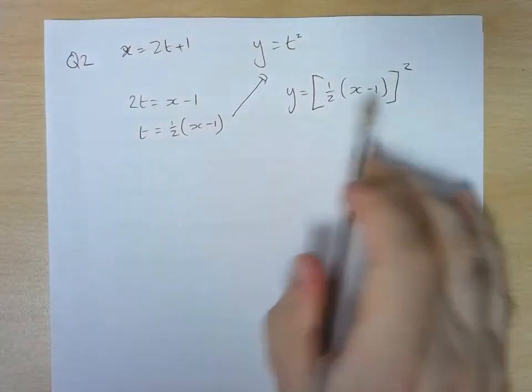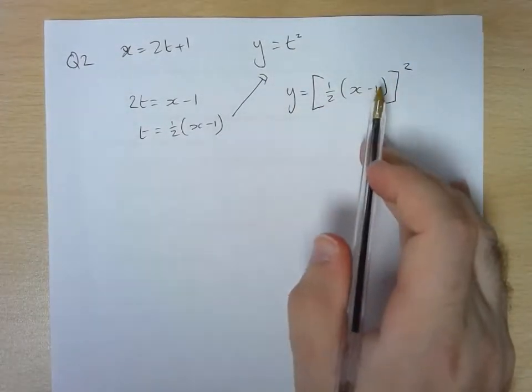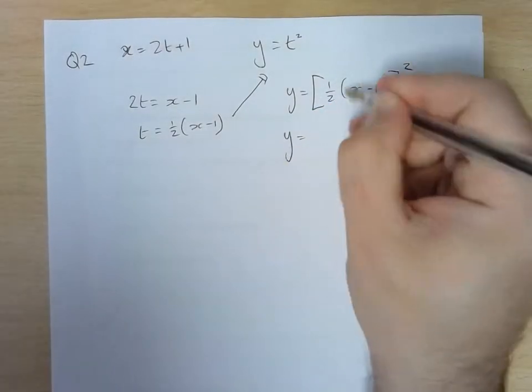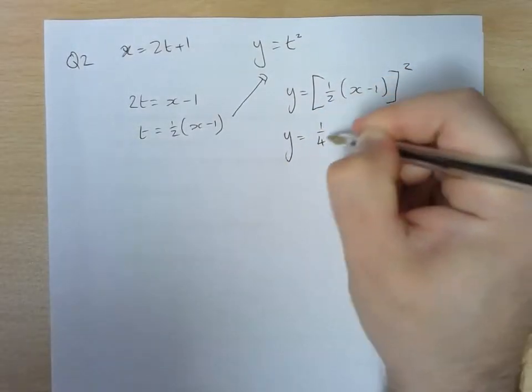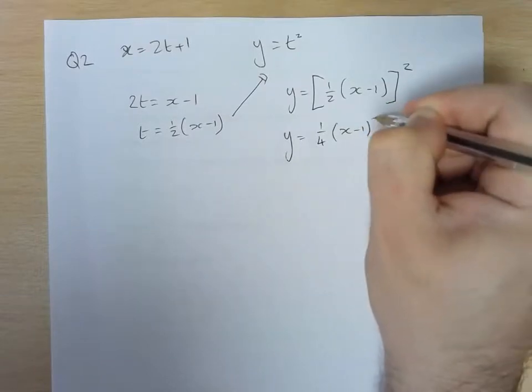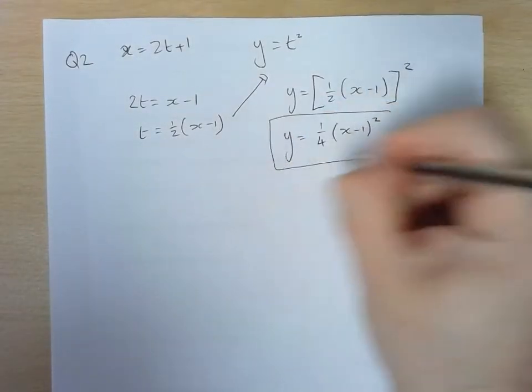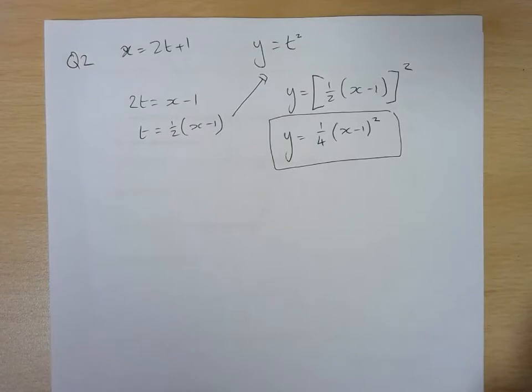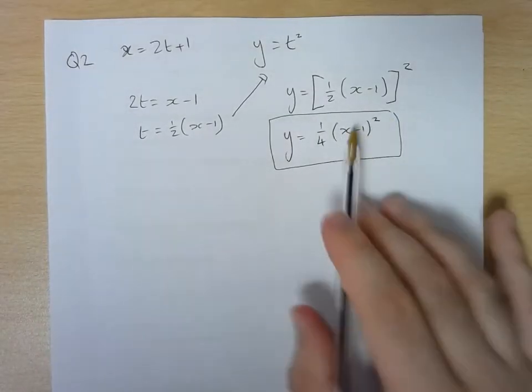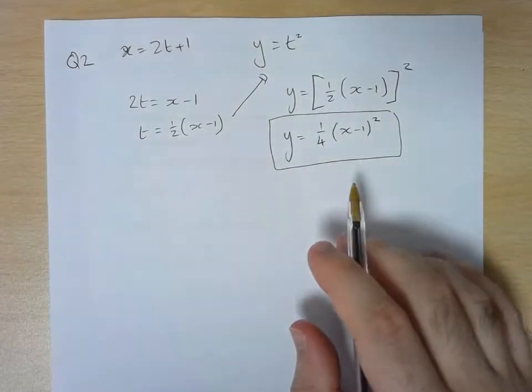The only difference here is just to remind me to square everything. So I get y equals, if I square this I get 1/4, and I get x minus 1 squared. So this here is a Cartesian equation. We could expand these brackets, but it's not going to make it any nicer. But that is our Cartesian equation for the first bit.